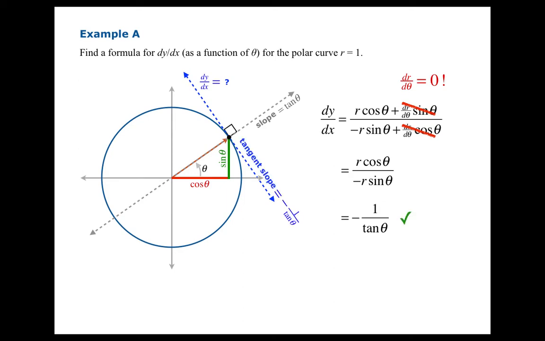And so how do you find the slope of such a thing? You'd take the negative reciprocal. That'd be negative 1 over tan theta. So our formula works. And if we go to write down the formula, we might call that cotangent instead. So dy dx is negative cotangent theta. That tells you the tangent slope as a function of theta.